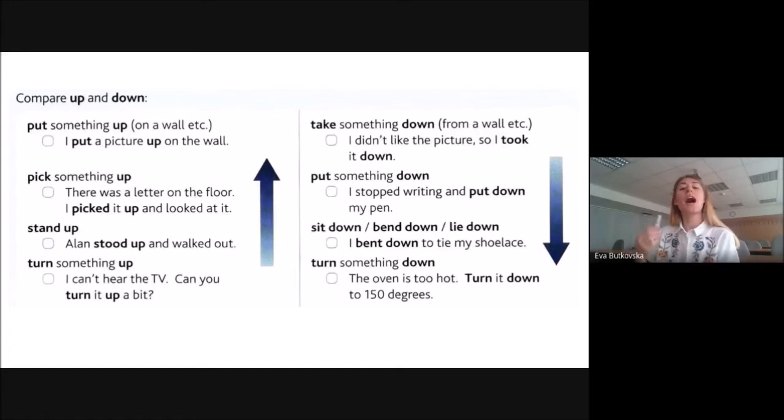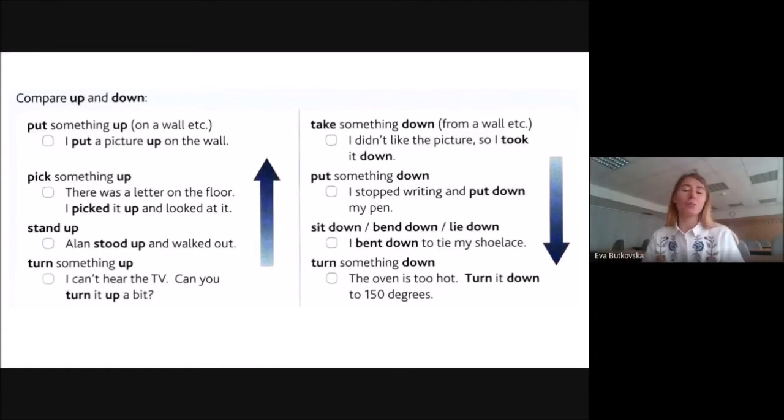Okay, we could say I stopped writing and put down my pen. So pick up and put down. So there is another set of phrasal verbs with opposite meanings. Pick something up and put something down.